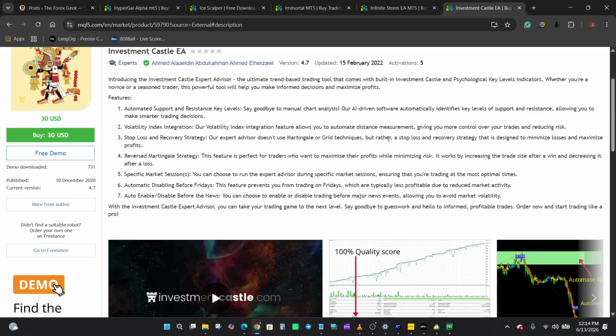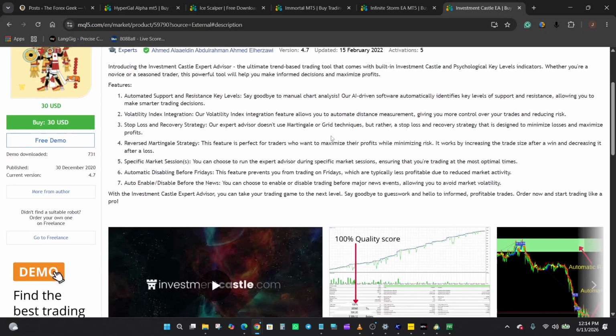Another feature mentioned is the integration of a volatility index for distance measurement. The developer states that this helps automate distance calculations, which may contribute to trade management and risk control decisions within the system. The EA also includes a stop loss and recovery approach. The product description specifically notes that it does not use martingale or grid techniques. Instead, the developer explains that the system relies on stop loss management combined with a recovery strategy designed to manage losing positions differently from traditional martingale style systems.